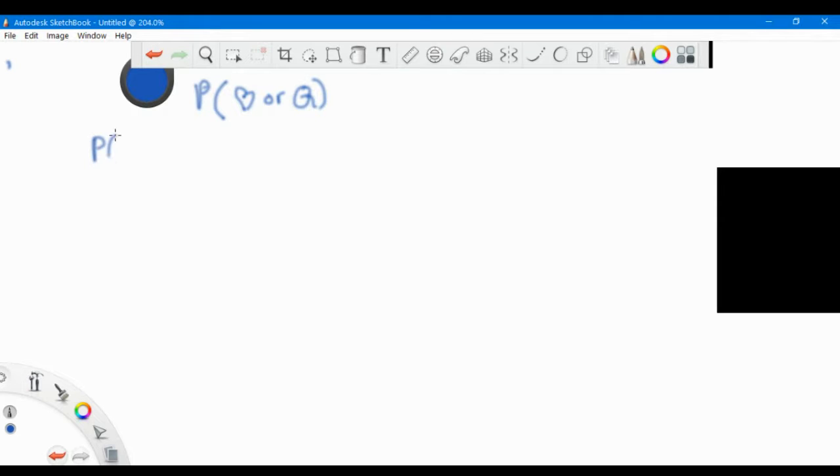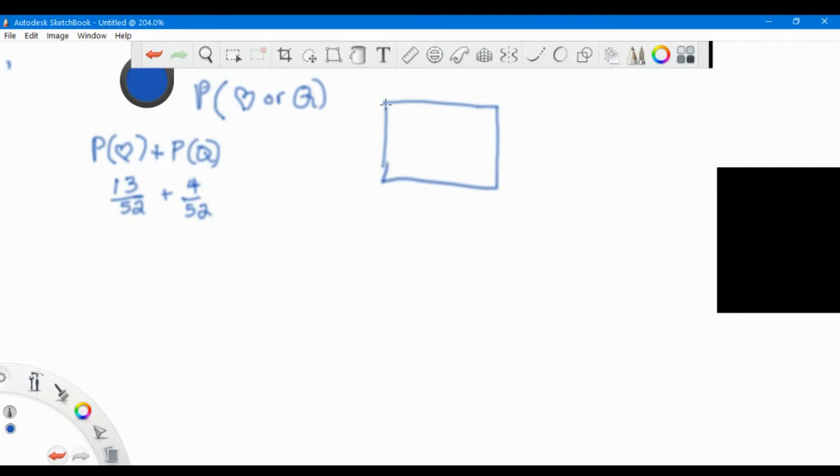So the probability of a heart would be, there's 13 hearts out of the 52 total cards in the deck. And we're going to add the probability of getting a queen. And there are 4 queens out of 52. So let's take a look at that with a Venn diagram and see where the fallacy is.